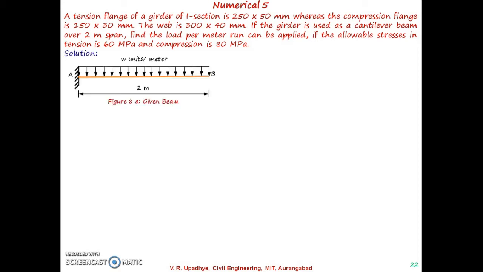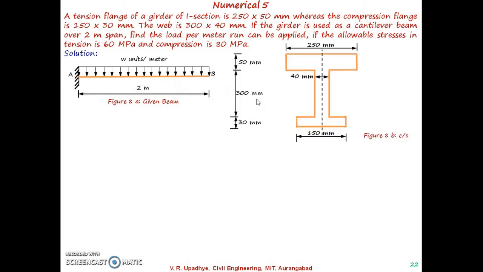So if you draw the beam, the span is given, it is 2 meter. Let us say one support is support A, which is a fixed support. As it is a cantilever, the other end will be a free end, and then it is subjected to UDL W throughout, in units per meter, and the span is 2 meter. So it is drawn over here, and the cross section is something like this. You need to take care while drawing this cross section.